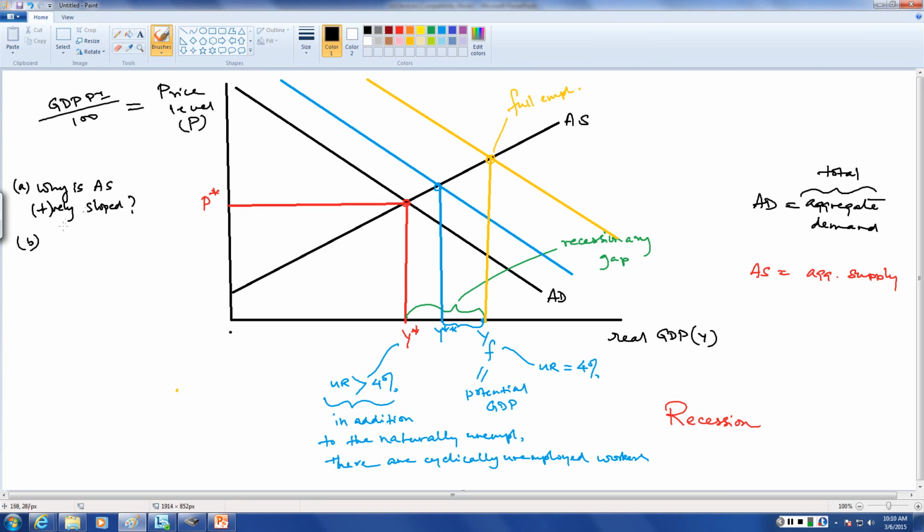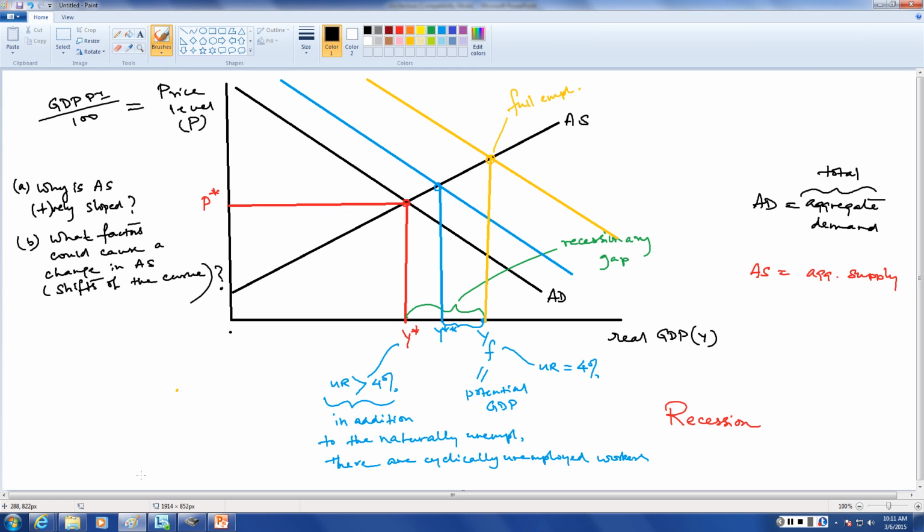B, what factors could cause a change in aggregate supply, meaning shifts of the curve? Remember, the old terminology applies. We have changes in quantity along the curve, and we have changes in supply itself when the curve shifts. So that old terminology continues to apply to this case.